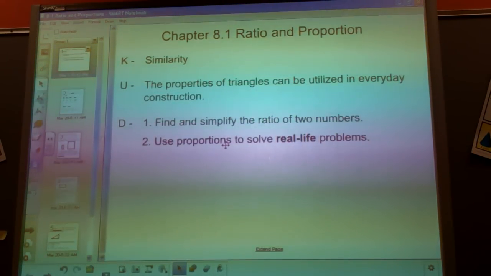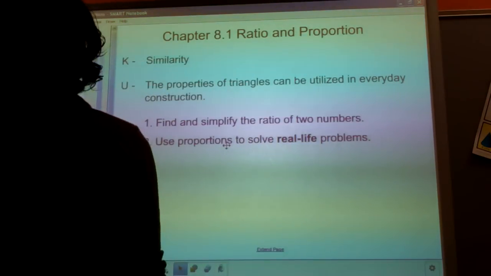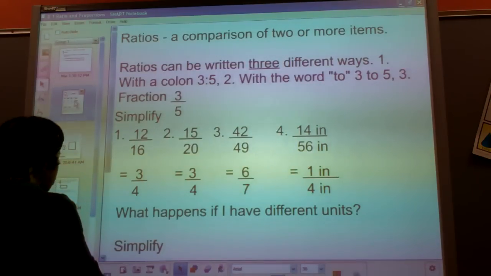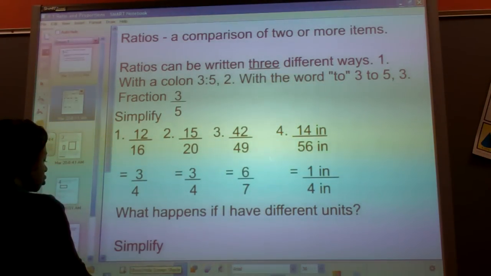This is chapter 8-1, ratios and proportions. Please copy your notes. Okay, we're going to begin with a little review, simplifying fractions.